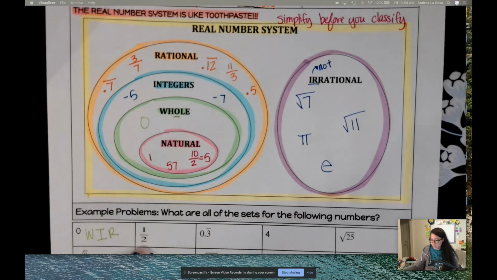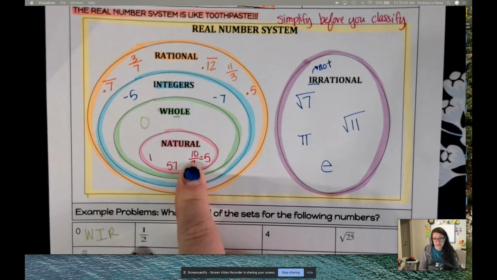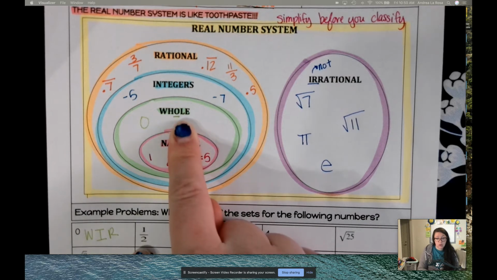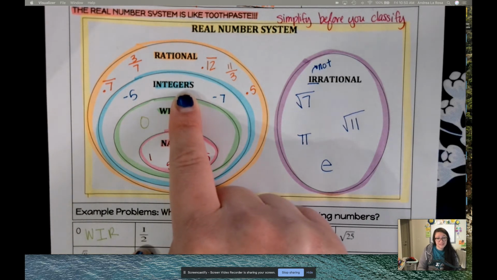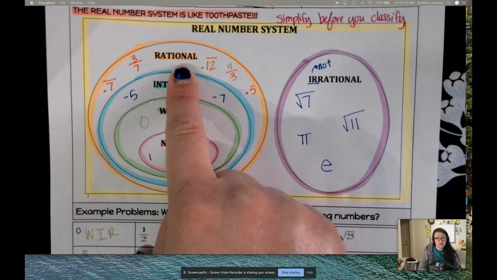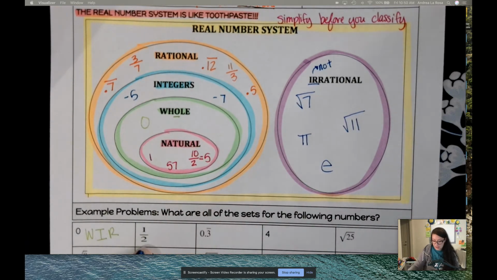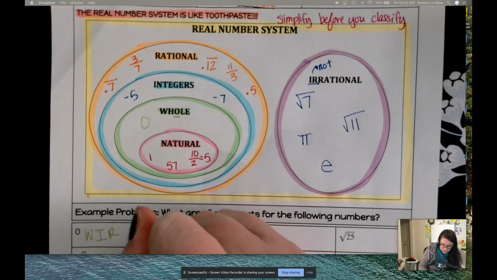Moving on to 1/2. Is 1/2 natural? Nope, I can't count to 1/2. Is it whole? It's not a 0. Is it an integer? It's not on one of my number lines. Is it rational? Yeah, rational is where I start to see my fractions. So 1/2 is just rational.